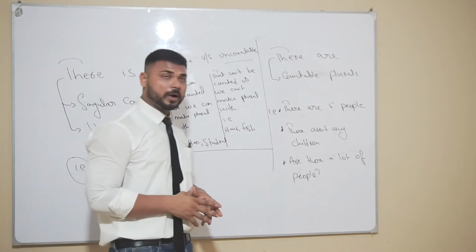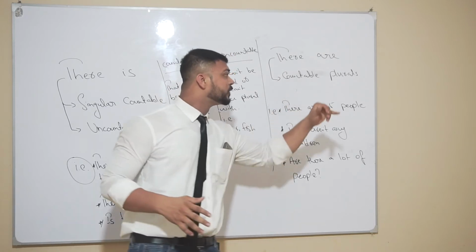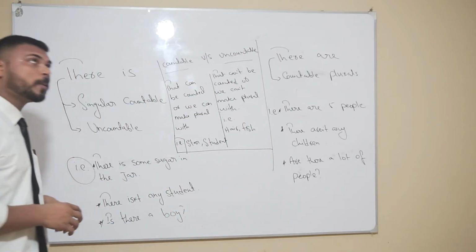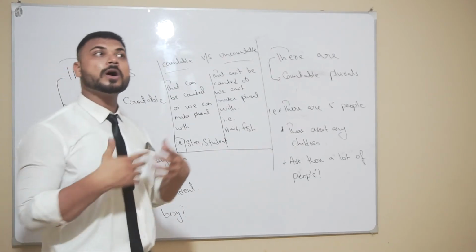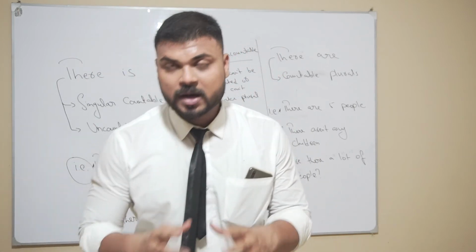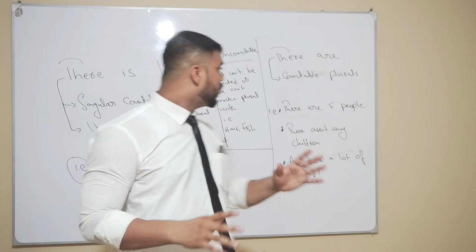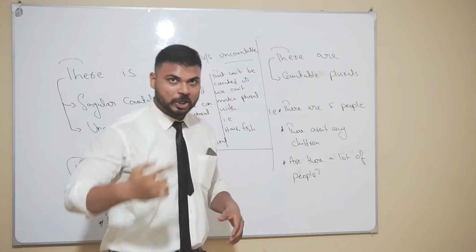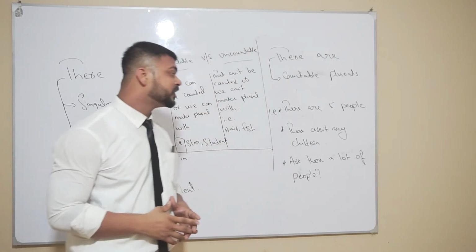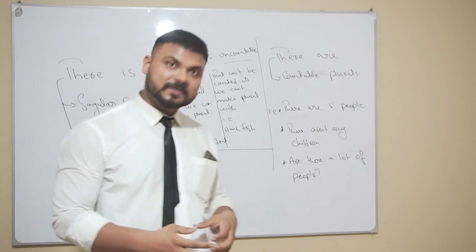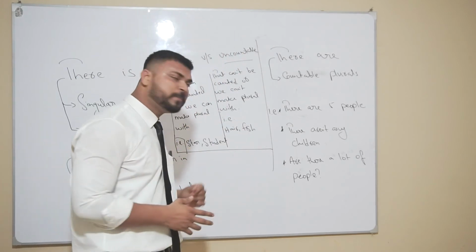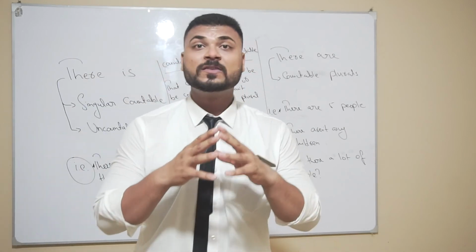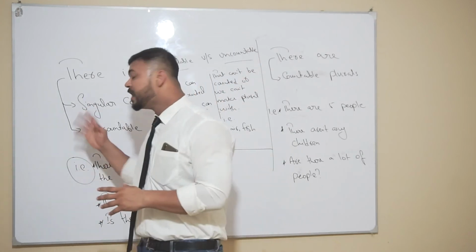Moving on to there are, it is very simple because it is simply used with countable plurals. For example, if I want to talk about stars, so there are stars. I'm not going to say there are star. If I say there are star, it is wrong, right? So there are 5 people. Countable, plural. The singular is person. There aren't any children. Children in itself is plural, right? Are there a lot of people? Again, people is a plural noun. You cannot use there are with singular countables. You need to use there is for them.